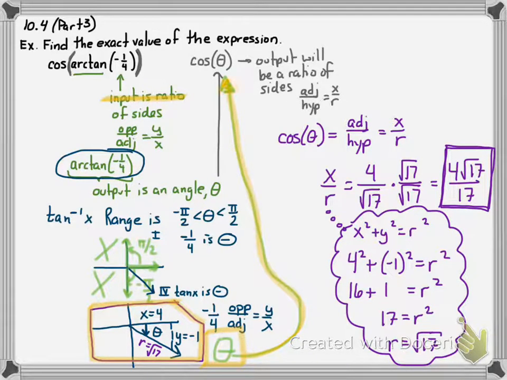plug that into our cosine function, and cosine of that angle is going to be a ratio of sides. Again, I don't know what theta is, but I know what the sides of my triangle are. I know what the x is, I know what the y is, and I can figure out what the r value is. So cosine of whatever that angle is, our x side over our r side, will end up being 4 times root 17 over 17.